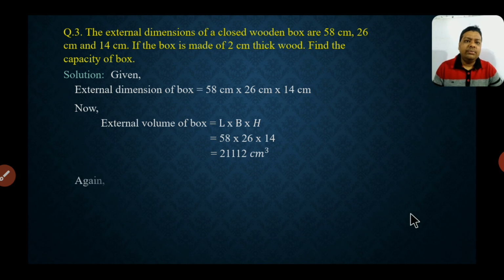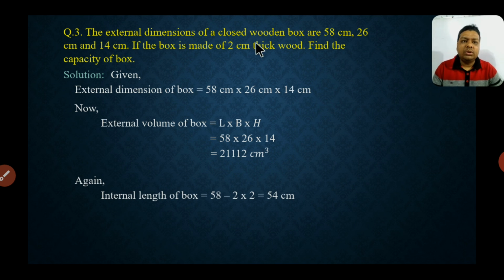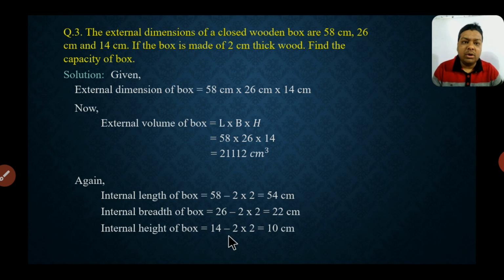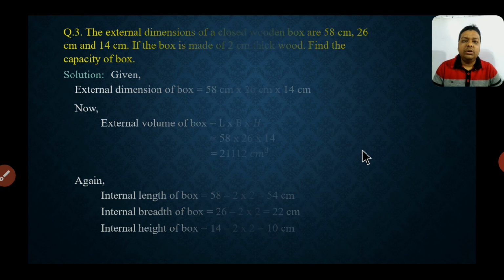Now again, internal length of box means what? The 2 centimeter thick wood we will subtract. So it will be 2 2s are 4, 2 times now, and 58 minus 4, 54 centimeter. And internal breadth, again 26 minus 4, 22 centimeter. Internal height of the box, 14 minus 4, 10 centimeter. So this is the internal length, breadth and height of the box.